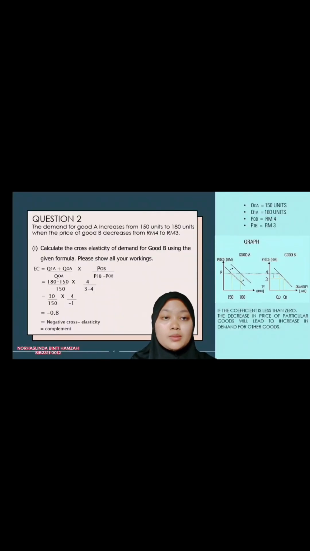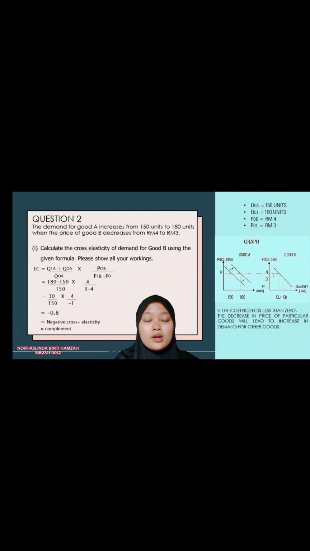The question for number 2 is: the demand for good A increased from 150 units to 180 units when the price of good B decreased from RM4 to RM3. Calculate the cross elasticity of good A and good B using the given formula. So the formula for cross elasticity is Q1A minus Q0A divided by Q0A times P0B divided by P1B minus P0B. Using the given numbers and formula, we put in the numbers.